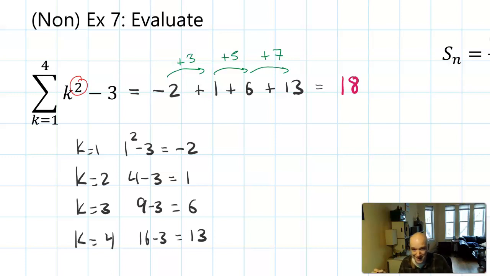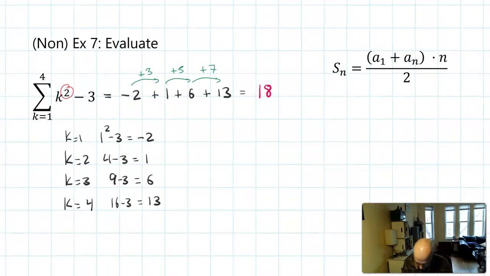In this case, you get 18, and if you run into it, you could check and attempt the arithmetic formula, and you wouldn't get 18. I'm pretty sure you'd get 11 times 4 over 2, which would be 22. That's wrong. That doesn't work. So the formula here has failed us because this wasn't arithmetic.